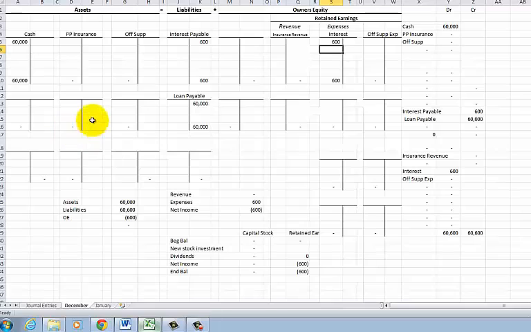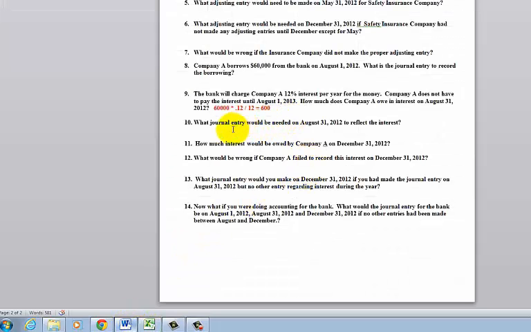No cash involved because we're not going to pay cash. But just because we haven't paid cash does not mean that we can't record or shouldn't record the amount of the interest that has happened just because time went by and we utilized their money. So that would be the answer to number 10, the debit to interest expense and credit to interest payable.